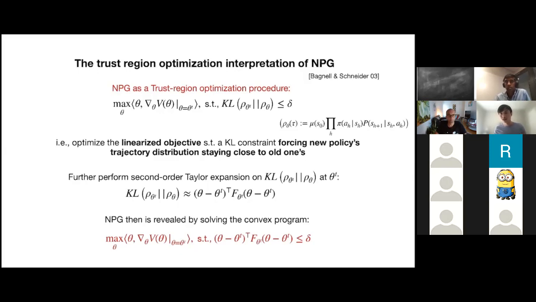So NPG is essentially saying that you should do an incremental update. Make sure the new policy is not too far away from the previous one in terms of the KL divergence between the two policies' trajectory distributions.